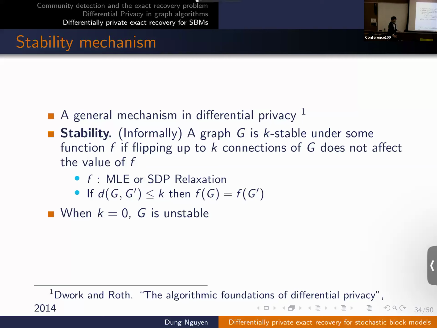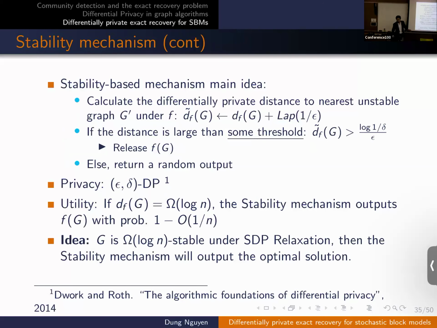So we will calculate the distance. Here is the mechanism. For an input graph G, we calculate the shortest distance to some unstable graph from G. I will let you know how to calculate that distance later, but just assume that we have that distance and we call it df of G here. We add some Laplacian noise with magnitude 1 over epsilon, and I will explain later how it fits into the context here.